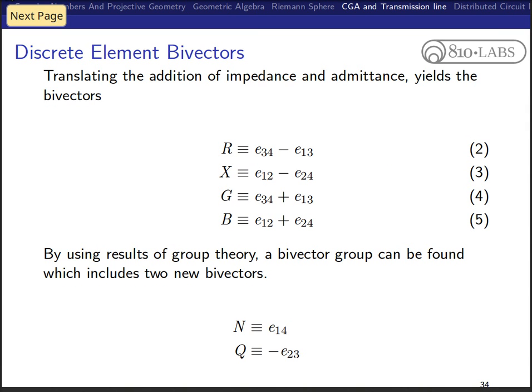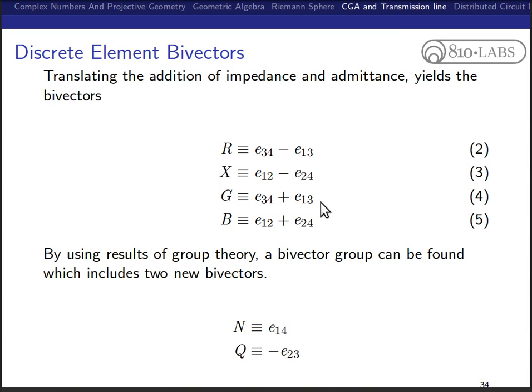Okay, so in the paper we go through how to do translations in this space, and this is well documented and known. So we just express the results with respect to circuit theory here. When we add admittance and impedance, if we look at the effects in the reflection coefficient domain, we'll see that we get rotations that are defined by these planes.